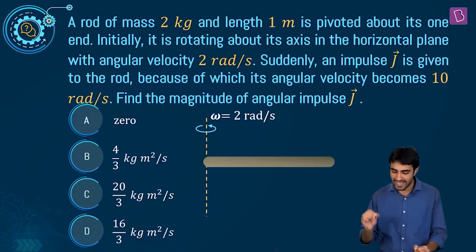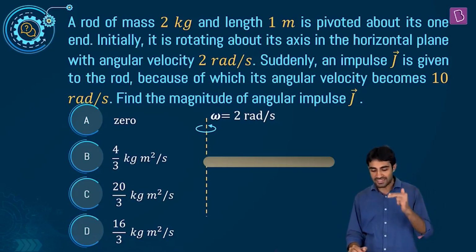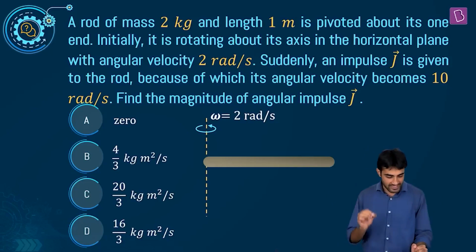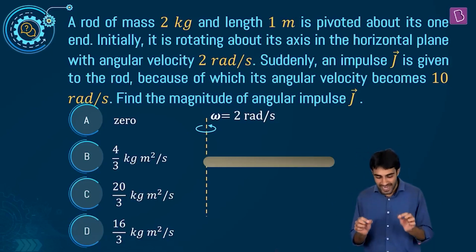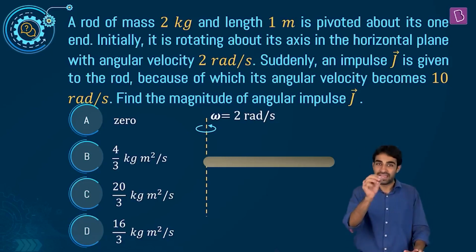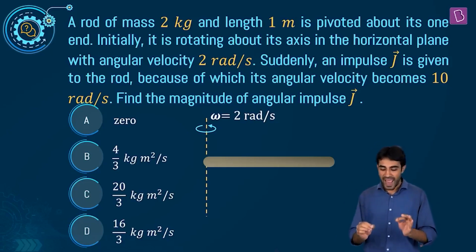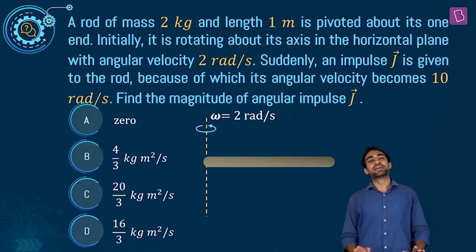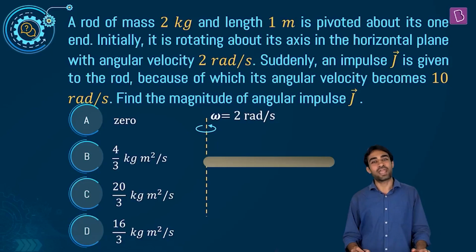Suddenly an impulse J vector is given to the rod, because of which its angular velocity becomes 10 radian per second. So the final angular velocity is 10 radian per second. That's greater than the 2 radian per second initial angular velocity. Find the magnitude of angular impulse J vector. So we have to tell what is the magnitude of angular impulse. This is our question.